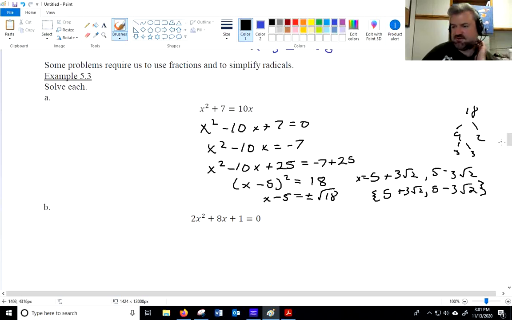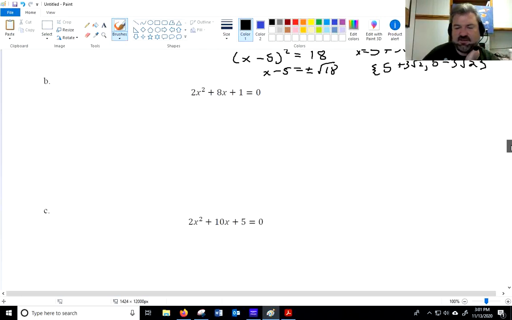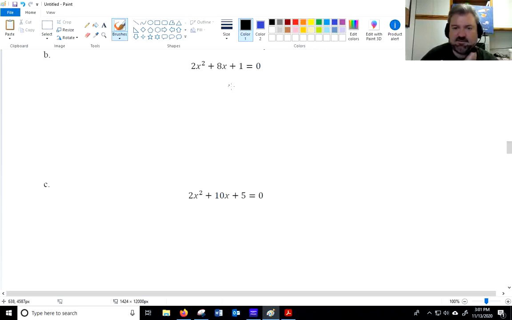Okay, let's take a look at the next one. 2x squared plus 8x plus 1. All right, I can't factor this. You could trust me, it's never going to happen. So we're going to have to use completing the square. And I get 2x squared plus 8x equals negative 1.